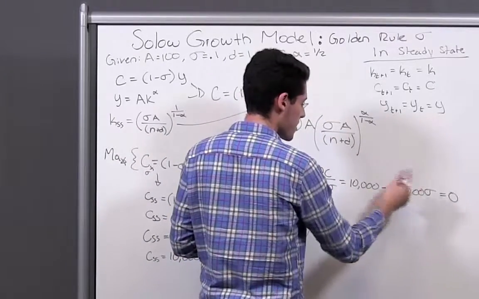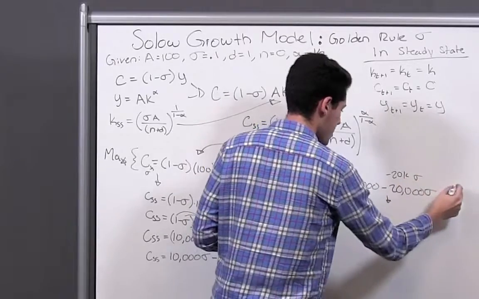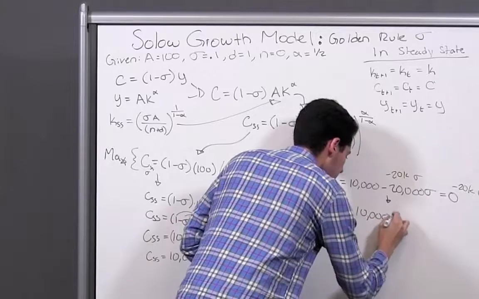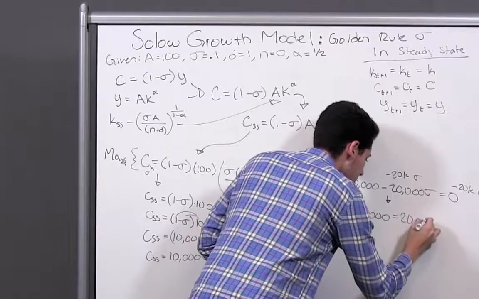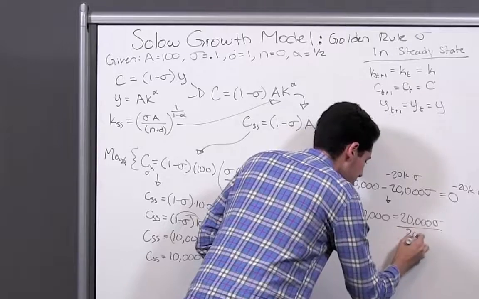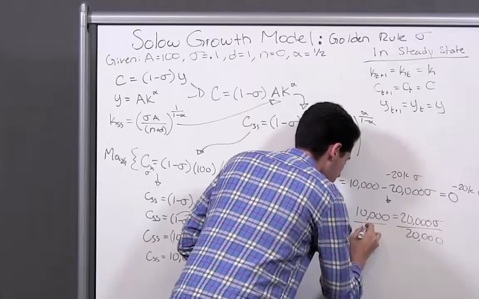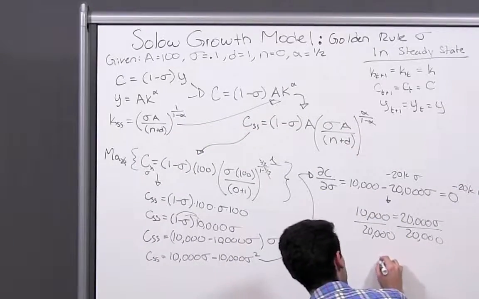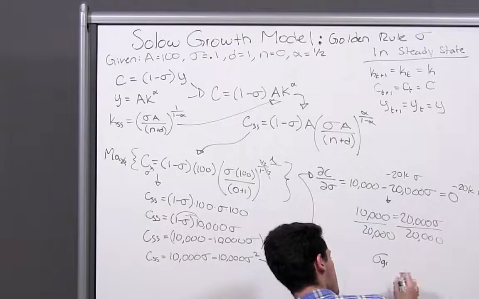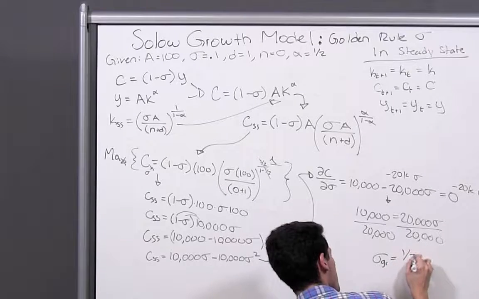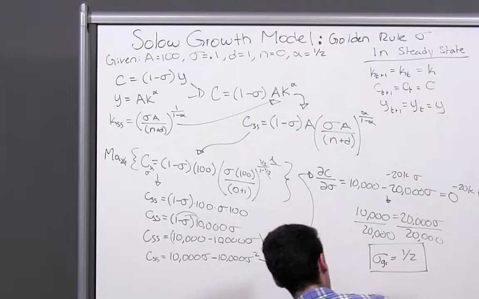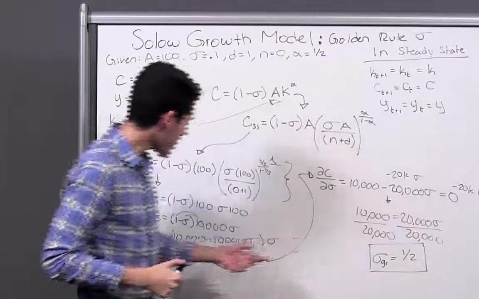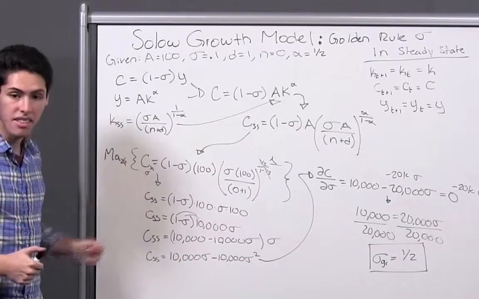Let's add 20,000 sigma to both sides, so 10,000 is equal to 20,000 times sigma. Divide both sides by 20,000. And so we find that sigma, the golden rule sigma, is equal to just 1/2. There you go. This savings rate will be the level that maximizes consumption in the steady state.